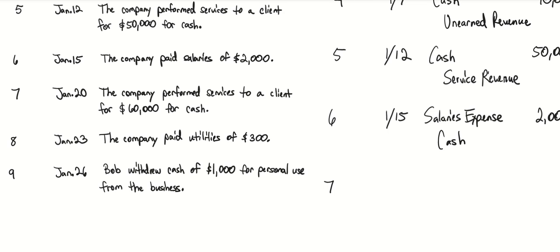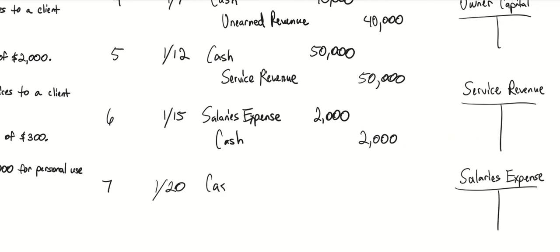All right. Transaction 7 that occurred on January 20th. The company performed services to a client for $60,000 for cash. So January 20th, cash was received of $60,000. What was it for? It was for services that was performed to a client. So service revenue, the actual revenue account, will be credited for that same amount, $60,000. So this is pretty much this transaction here. Transaction 7 is pretty similar to transaction 5 with the exception of different amounts.